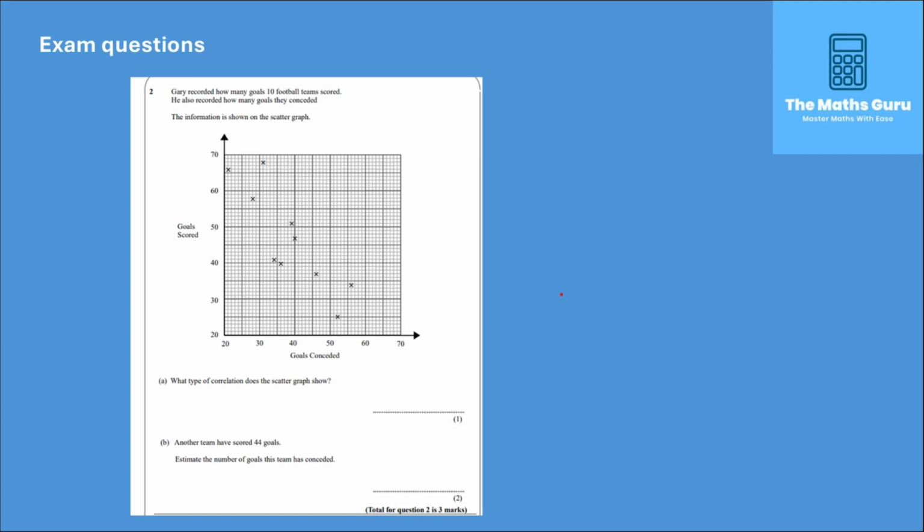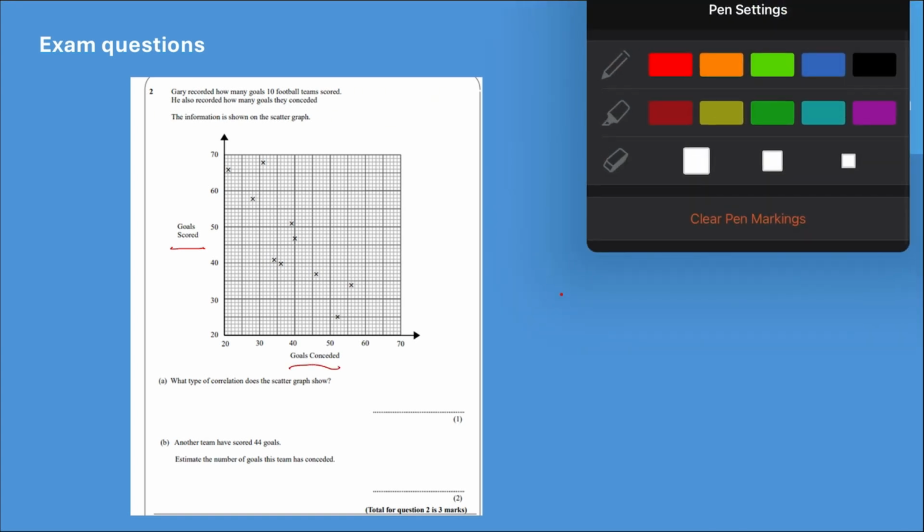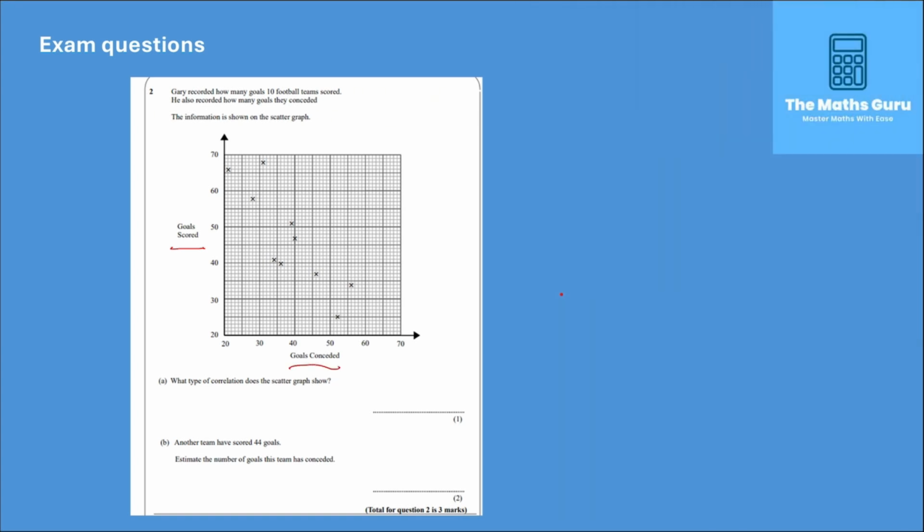Remember, scatter graphs are supposed to show us a relationship between two different factors or two different variables. So in this case, it's about goals scored versus goals conceded. And I assume that he's supposed to test if there's a correlation between the number of goals a team scores and the number of goals they concede. So basically trying to see who's the best team. So what type of correlation does the scatter graph show?